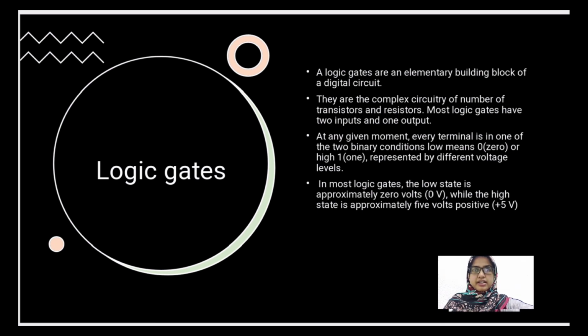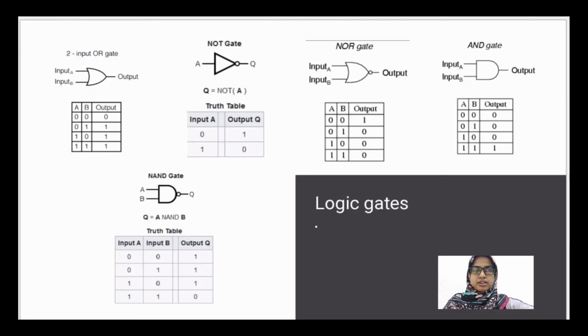In most logic gates, the low state is approximately 0 volt, while the higher state is 5 volt positive. There are 5 types of logic gate, that is AND gate, OR gate, NOT gate, NAND gate, and the last is NOR gate.